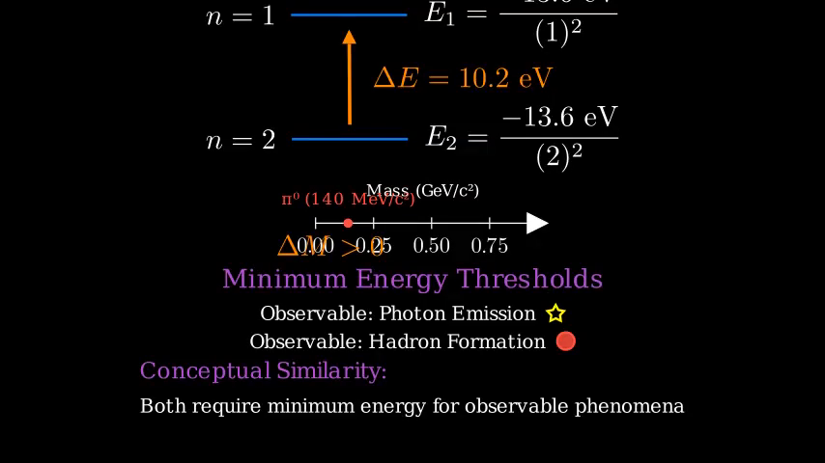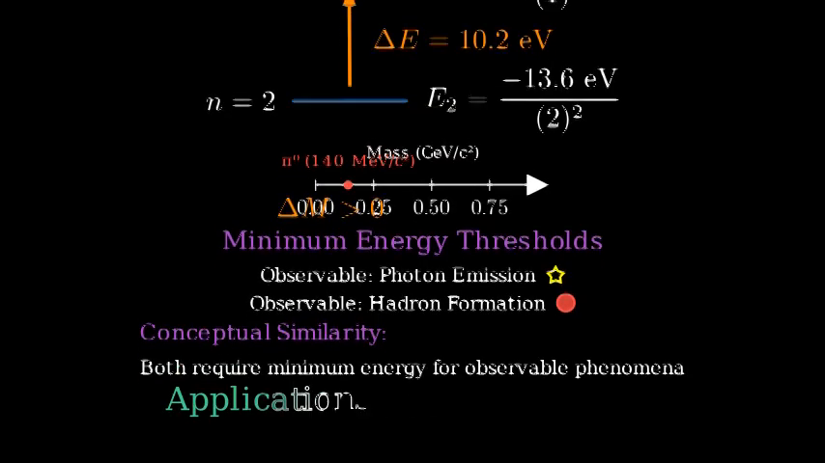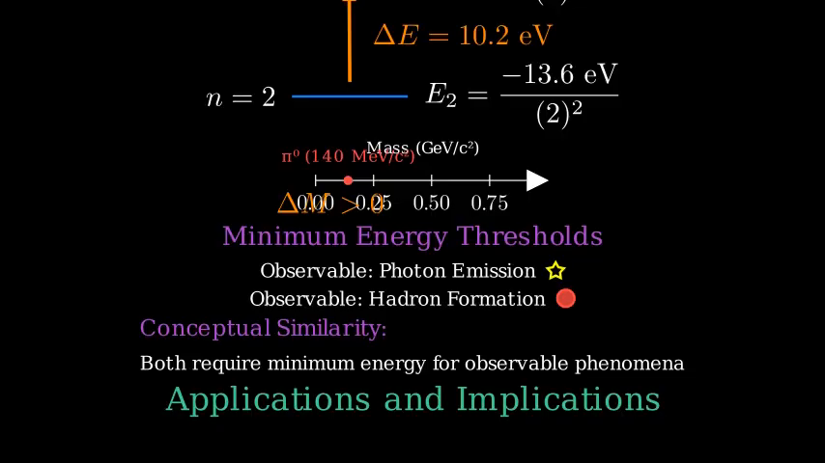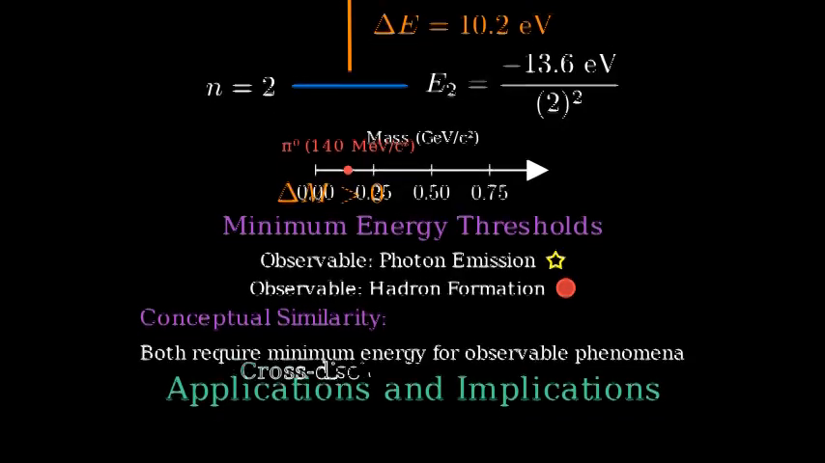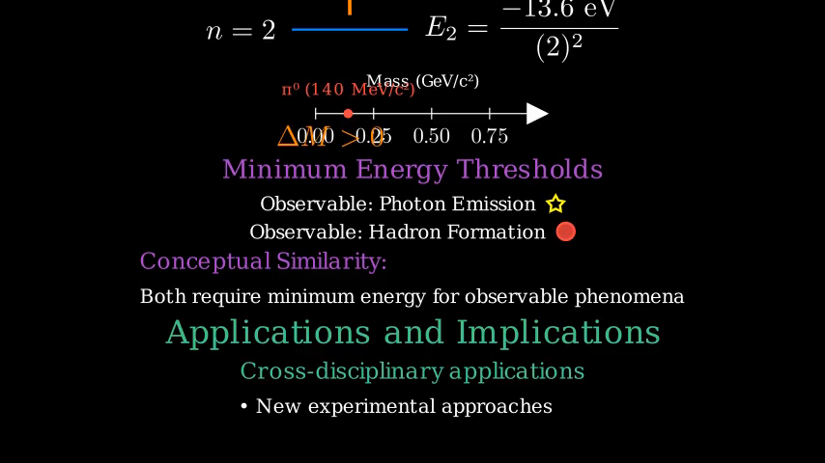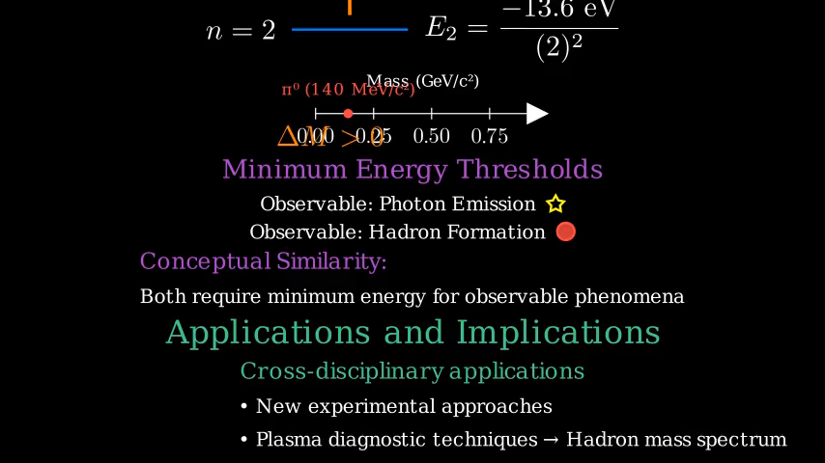Let's conclude by discussing some applications and implications of this analogy. Understanding the parallels between plasma spectroscopy and QCD could inspire new experimental approaches. For example, high-resolution plasma diagnostic techniques might suggest new ways to probe the hadronic mass spectrum. Threshold scan techniques used in plasma physics could be adapted for experiments at particle accelerators to better understand the QCD mass gap.